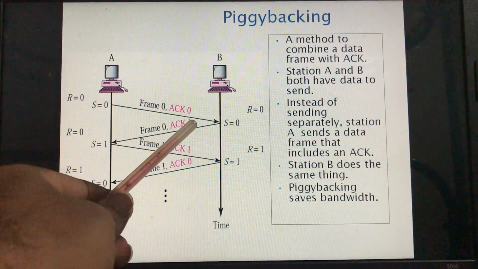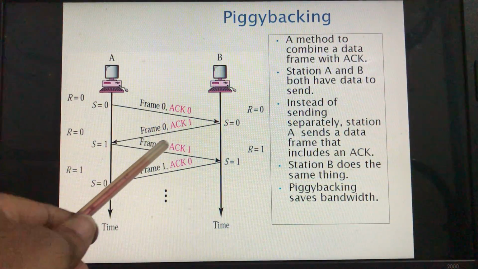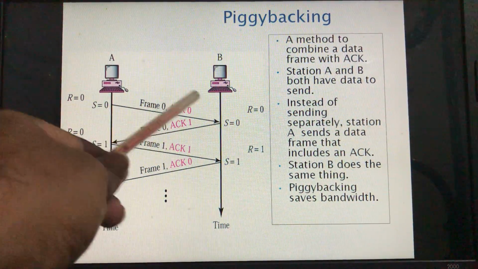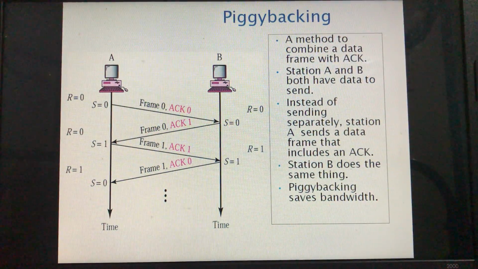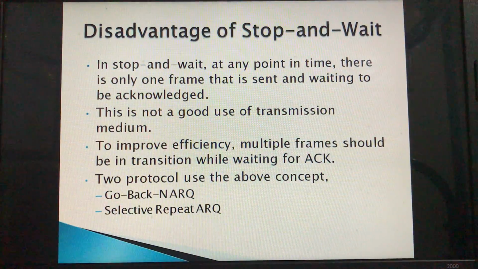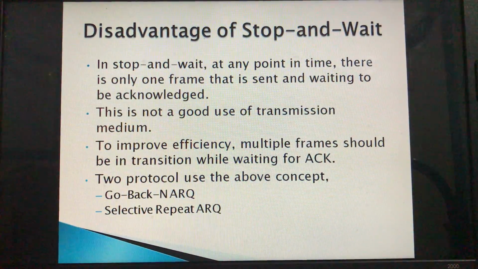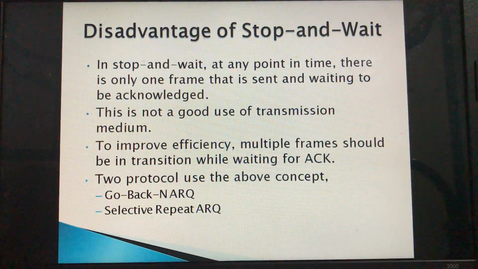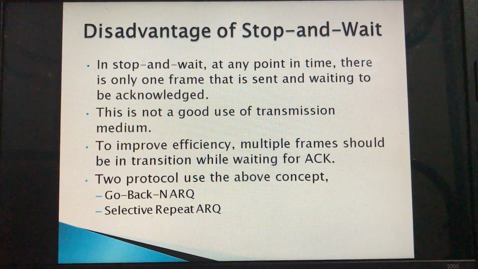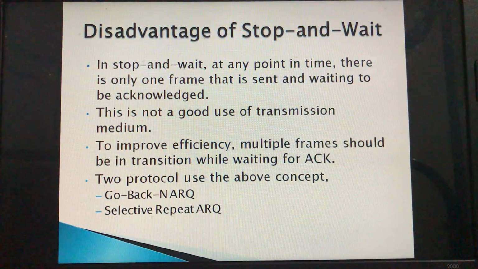So without simply forwarding a packet with an acknowledgement, the data frame along with acknowledgement is sent always, and this saves bandwidth. The disadvantage of the stop and wait method is that only one frame is sent and it is being acknowledged all the time. This is not a good use of the transmission method.